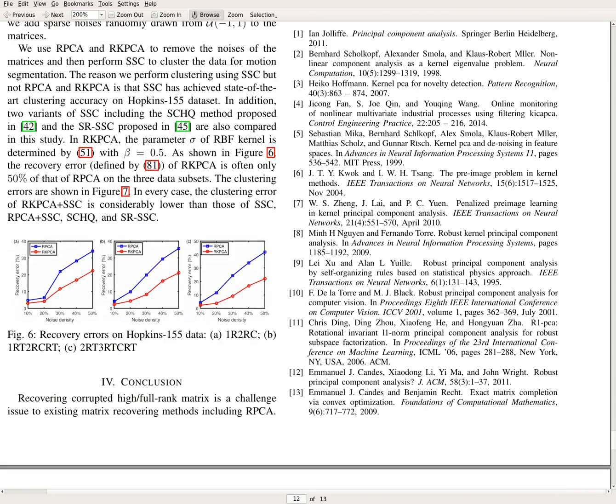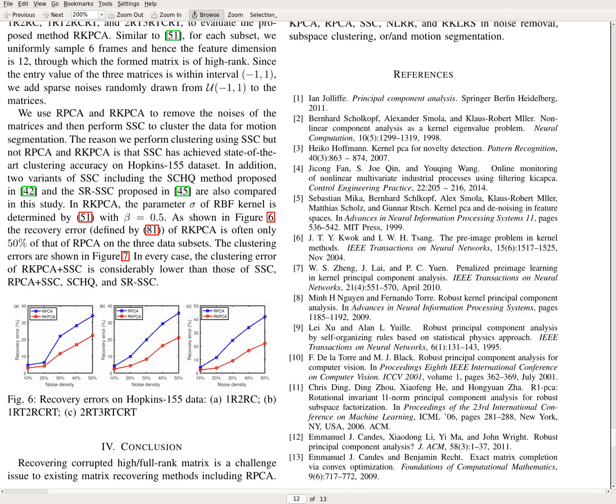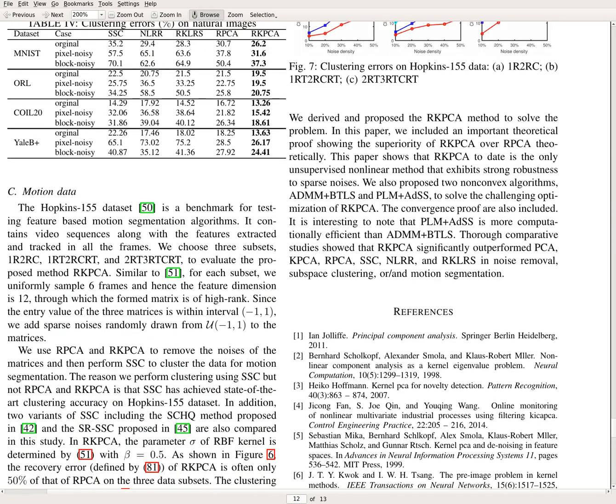Okay, conclusion. Recovering a corrupted high full rank matrix is a challenging issue for existing matrix completion methods, including RPCA. We derived and proposed the RKPCA method to solve the problem. In this paper, we included important theoretical proof showing the superiority of RKPCA over RPCA. This paper shows RKPCA to date is the only unsupervised nonlinear method that exhibits some robustness to sparse noise.